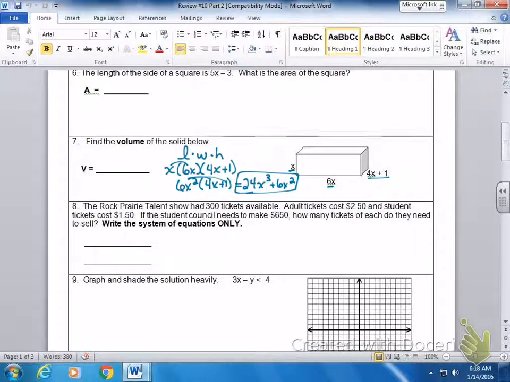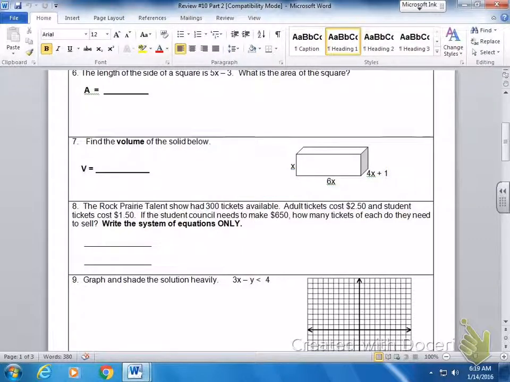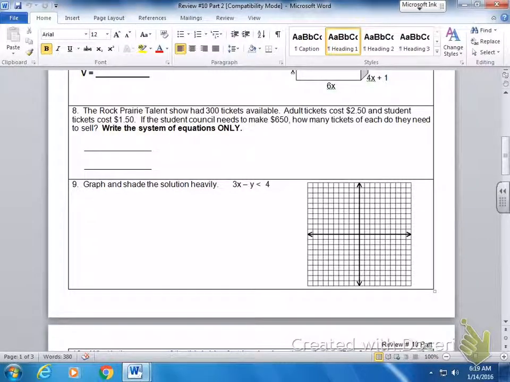I'm going to do a few of these that I think are important. Let's go ahead and look at number 8. Now, something important to notice about number 8 is at the end, it has something in bold. It says, write the system of equations only. They're not asking you to solve. They're just asking you to write the system. It says the Rock Prairie Talent Show had 300 tickets available. Adult tickets are $250 and student costs are $1.50. The student council needs to make $650. How many tickets of each do they need to sell?